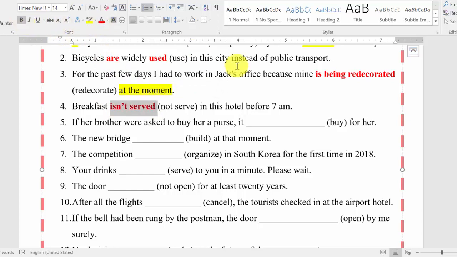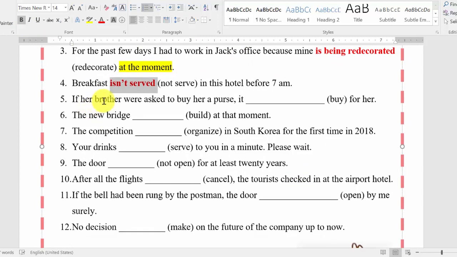Okay, so next one, number 5. If her brother would ask to buy her a purse, it what for her? In this sentence, our first keyword is if. The second keyword, we should look for the verb. Your verb is here, were asked. Were asked is simple past tense, right? Passive form of simple past tense is was/were plus PP. So you have if and a past tense verb.